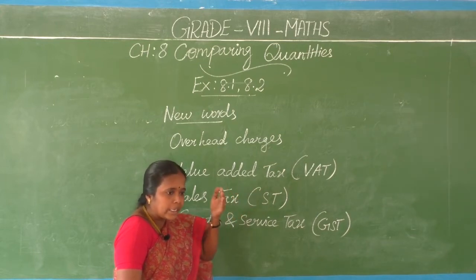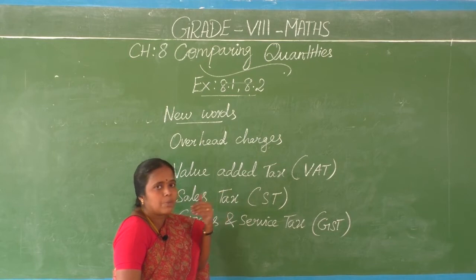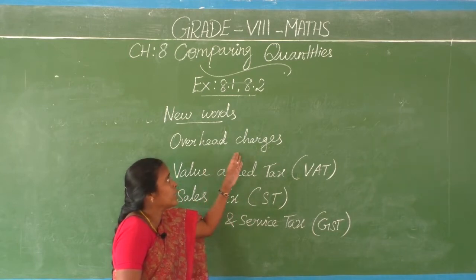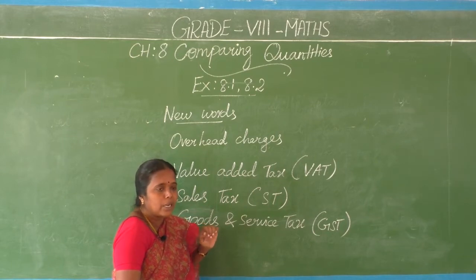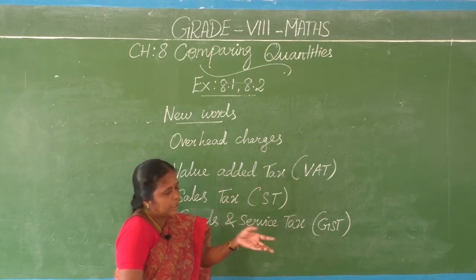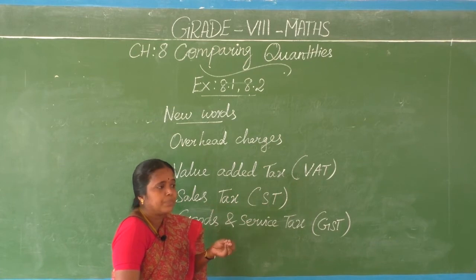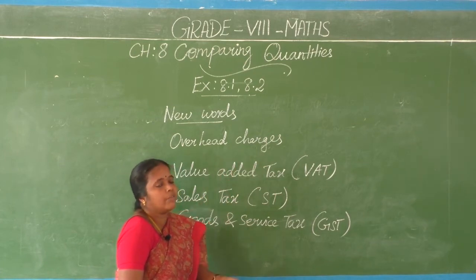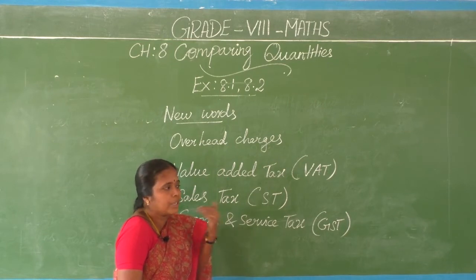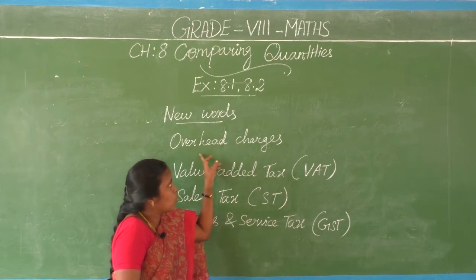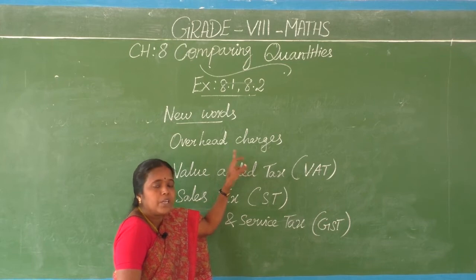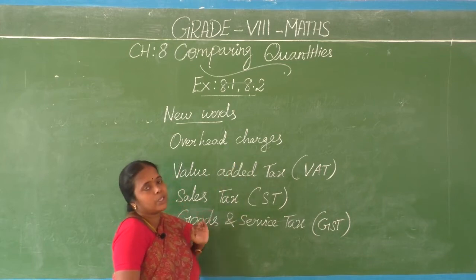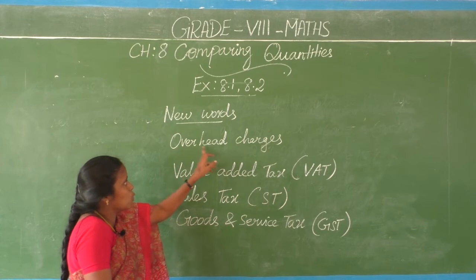For carrying that object to your home, you will fix some auto for delivering that. That charge is called overhead charges. The auto amount, that vehicle amount you are fixing, is called overhead charges. That will also be added to the cost price of that refrigerator. So the overhead charges will come with your cost price.